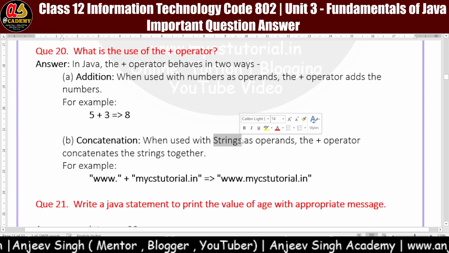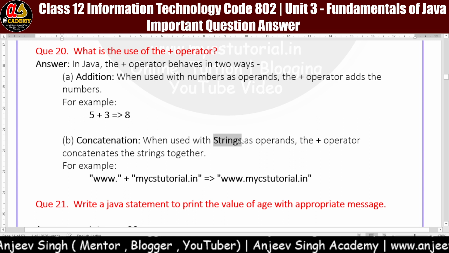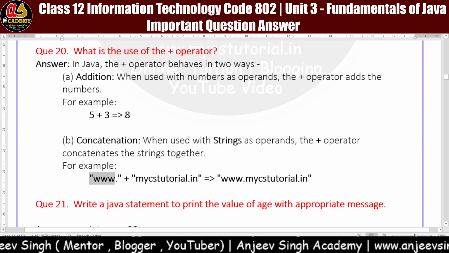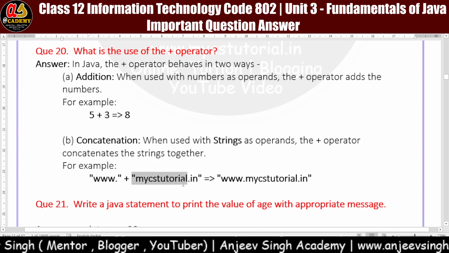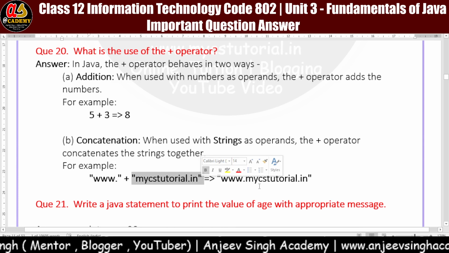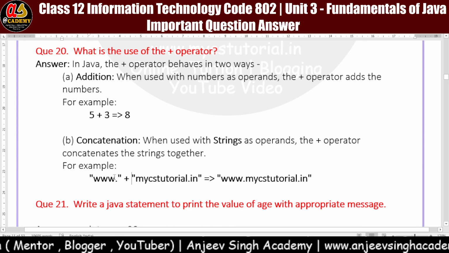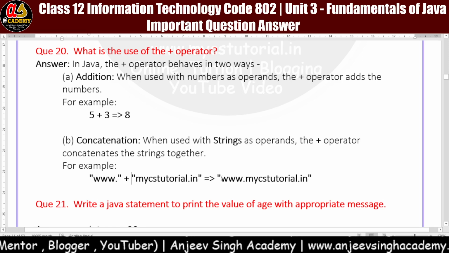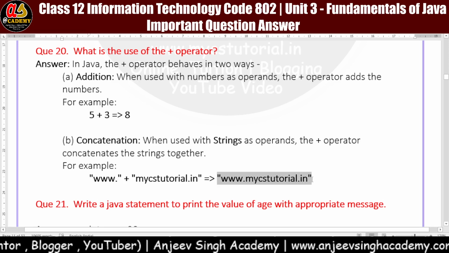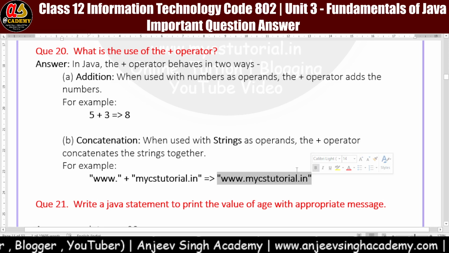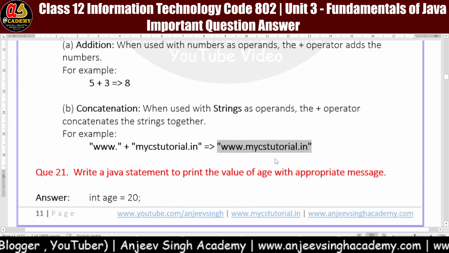So if you are giving two strings, this operator is used in between the two strings, like this is string 1 and this is string 2. It is going to append the second string at the end of the first. So now what you are getting? You are getting the combined string here. So this is called concatenation. So the plus operator is used in two ways.